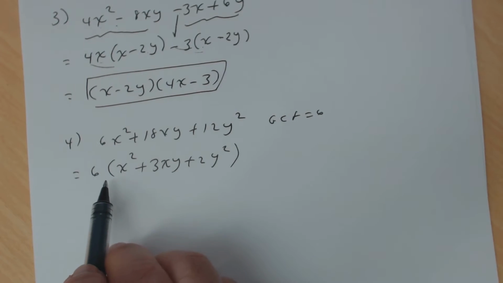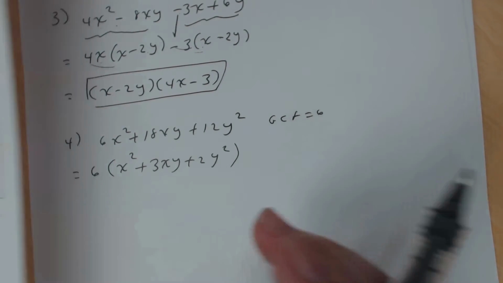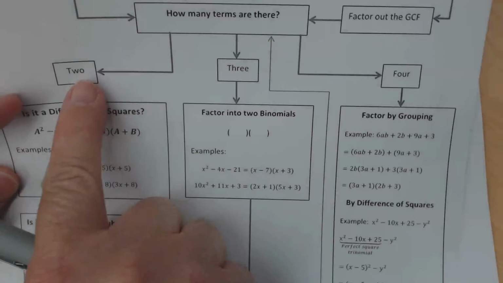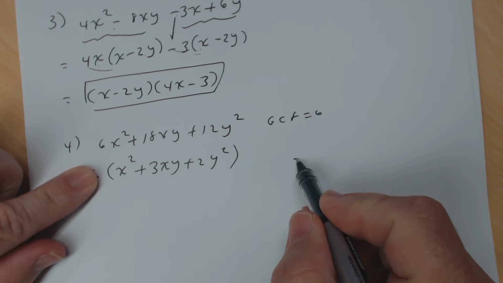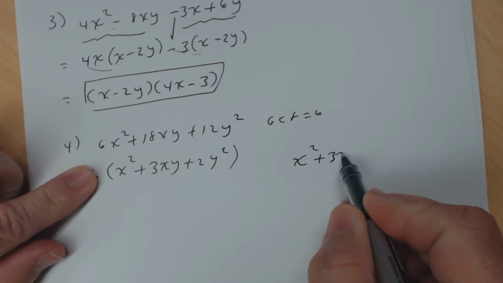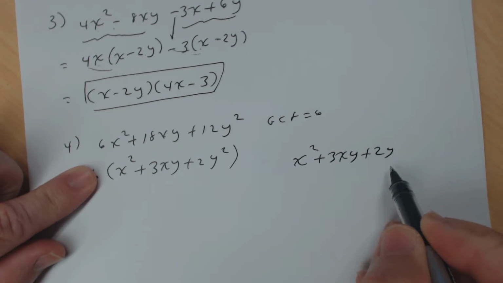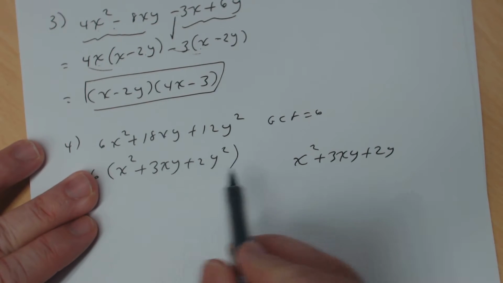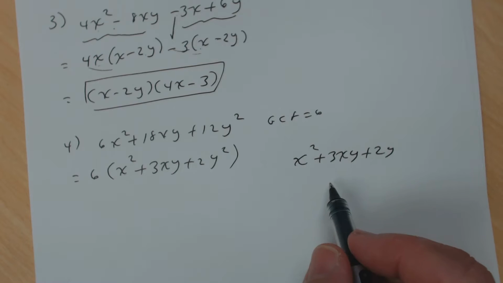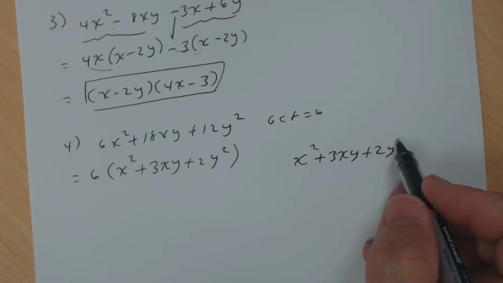Okay? Now, remember, if you're still here, you got to ask yourself how many terms are inside this parentheses. So there are 3 terms. All right? And so we got to check and see if this can be factored further. So there are 3 terms. So that's supposed to be a 2y squared.